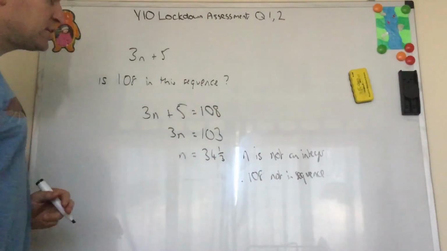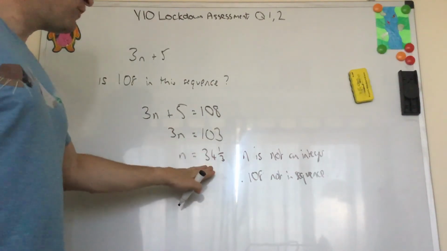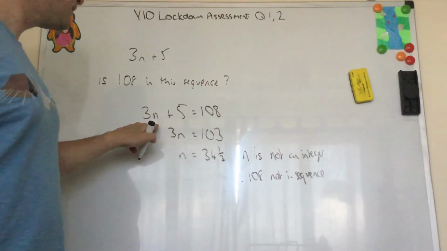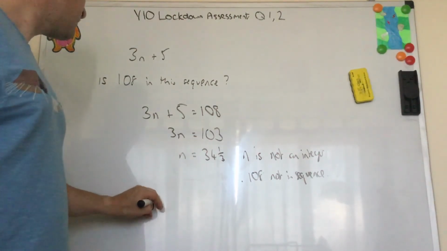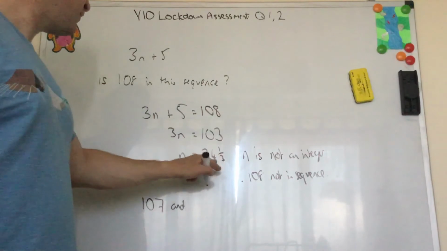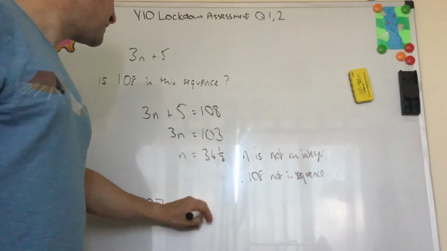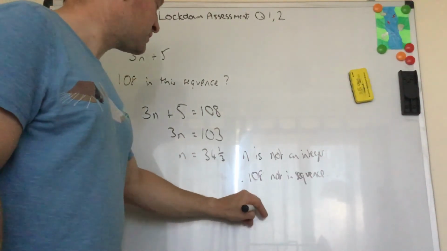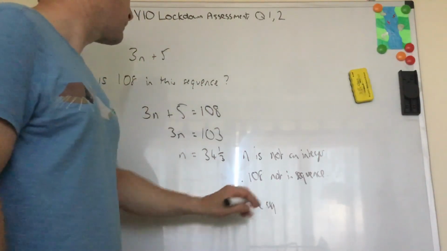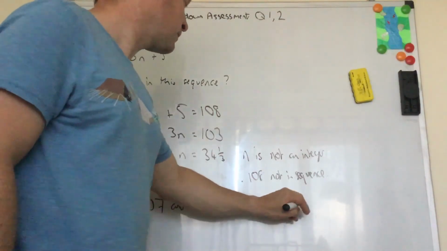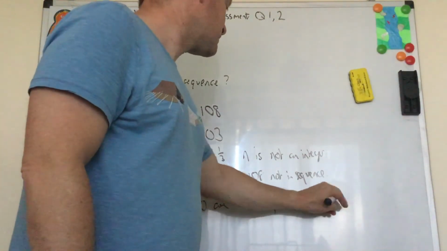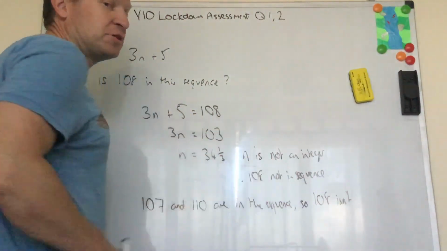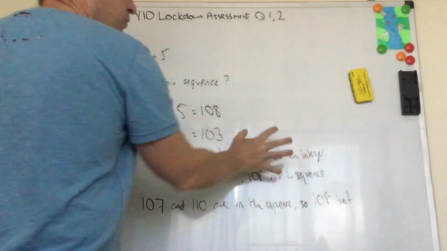Okay. If you wanted to, you could say, well, n's 34 and a third, so I could work out what would happen if I put 34 in, and I'd get 107. And if I put 35 in, I'd get 110. So you could say 107 and 110 are in the sequence. So 108 isn't. But the easiest way is just say n is not an integer, so it's not in the sequence. Okay, you'll get full marks for that quite happily.